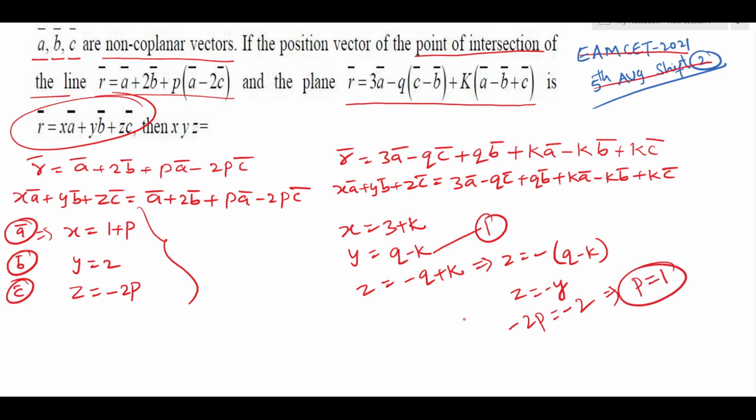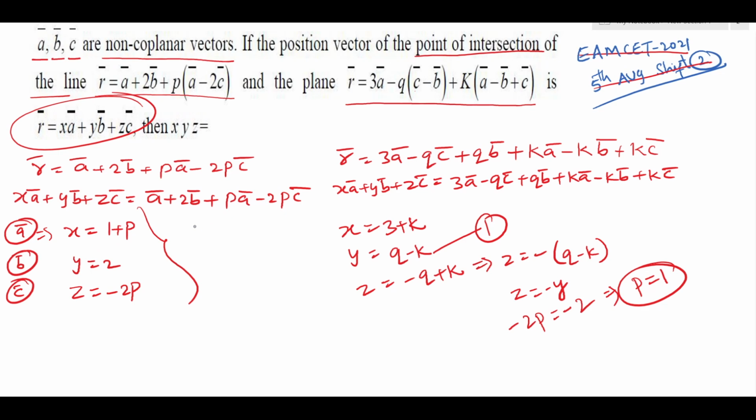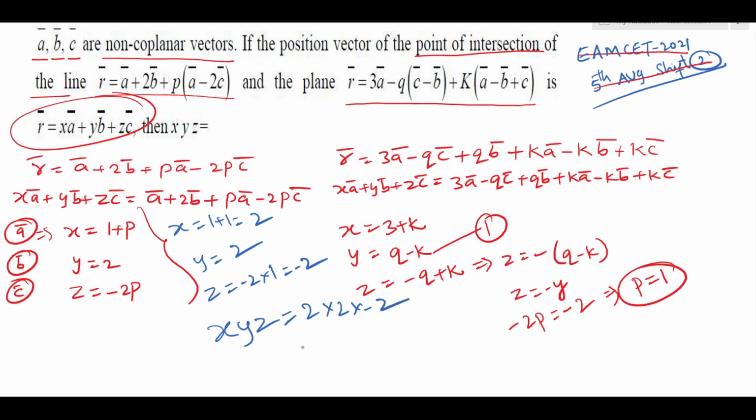P value is 1. Substituting p value in x is equal to 1 plus p, that is 1 plus 1 is equal to 2, and y is equal to 2, z is equal to minus 2 into 1, that is minus 2. Now we find x, y, z. X is 2 and y is 2, z is minus 2, that is equal to minus 8. This is the required answer.